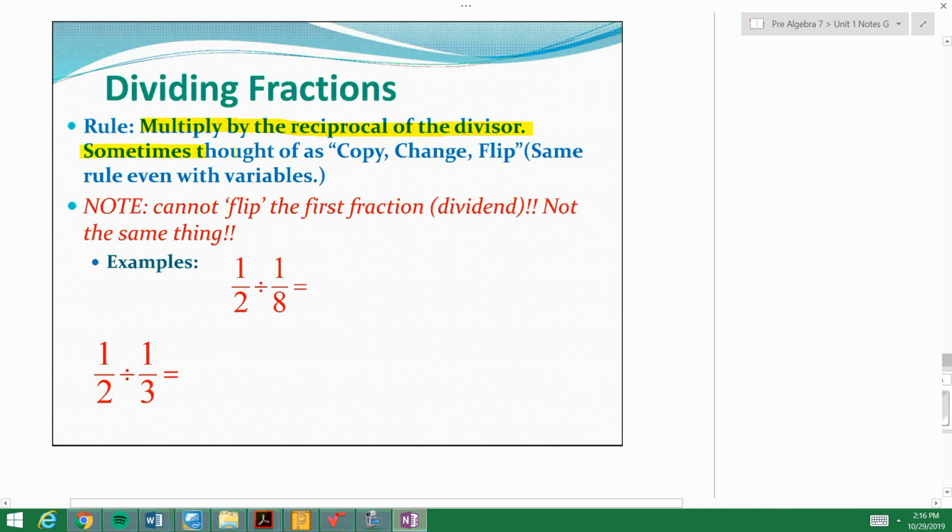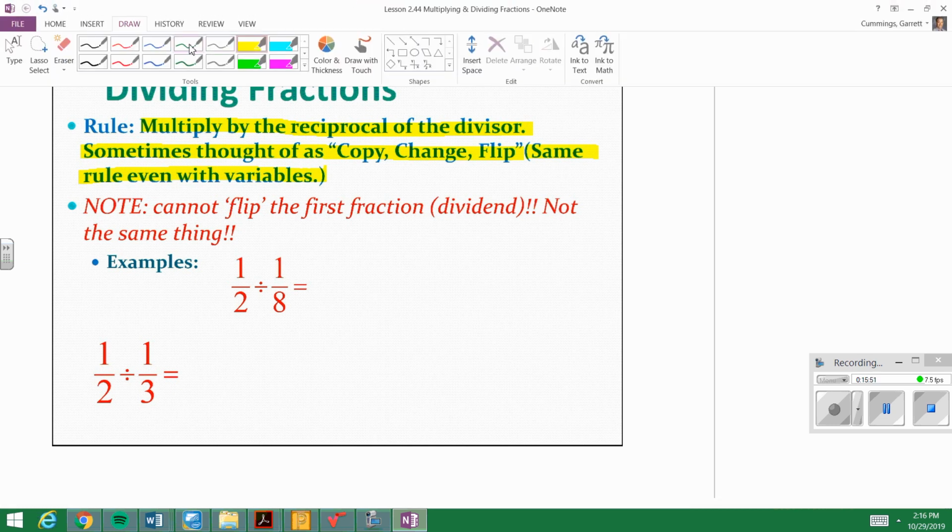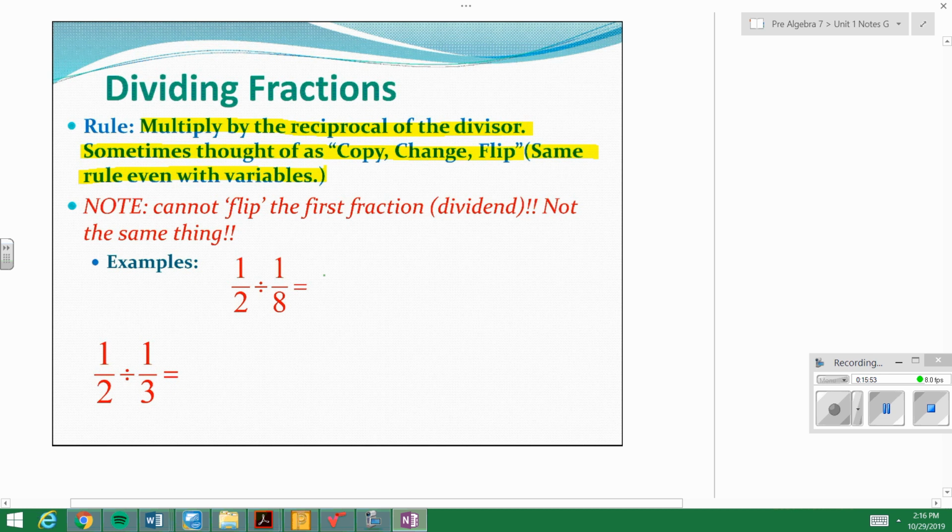So copy, change, flip, or copy, change, reciprocate. The same rule applies even when there's negative signs and even when there's variables as well, and we'll get into that later in the year, okay? And we do not flip the first fraction. We do not flip that first fraction called the dividend. It does not end up being the same thing.